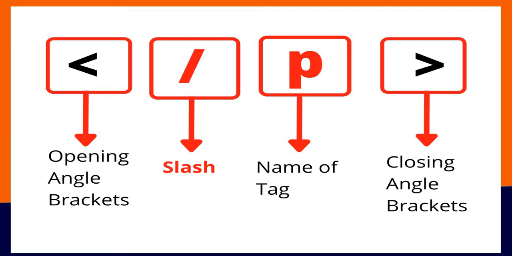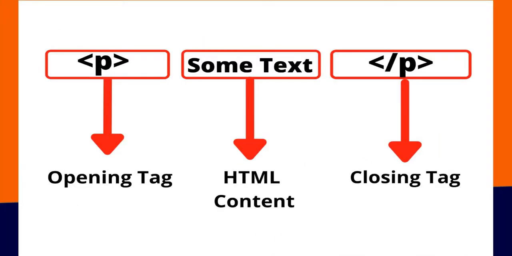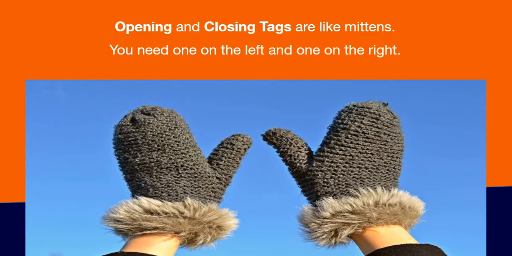Bringing together how we write these tags, we come up with something like this: P, some text, which is the content, and then the closing tag. Opening and closing tags are like mittens. You need one on the left and the other on the right hand side.